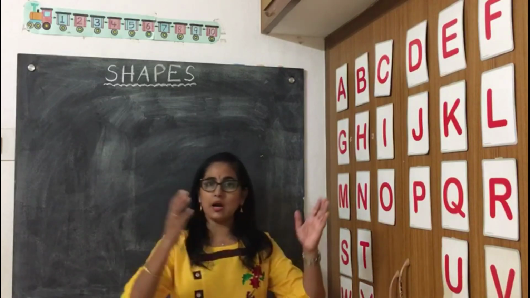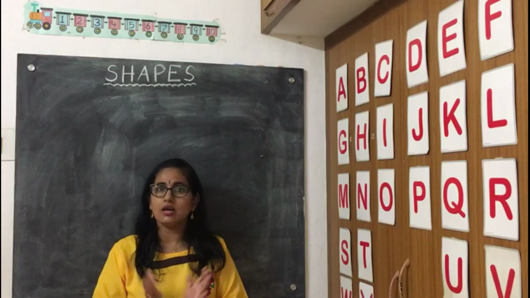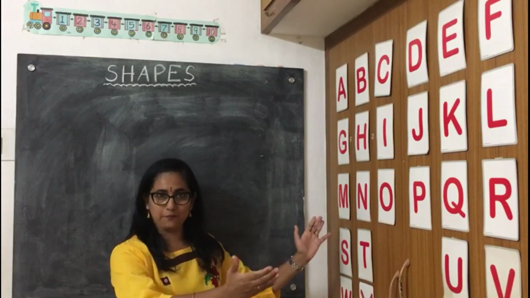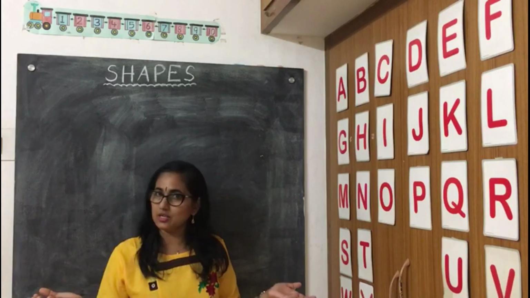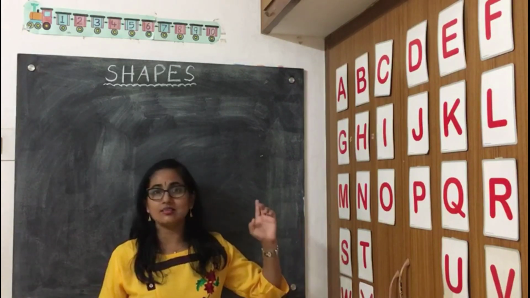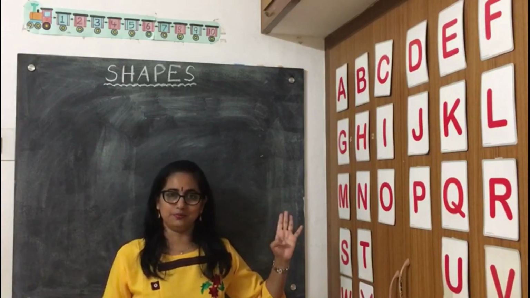Yes, now we completed singing the song and we are going to do an activity of coloring the different shapes, right? So please take out your notebook and color the different shapes like square, circle, triangle and rectangle.